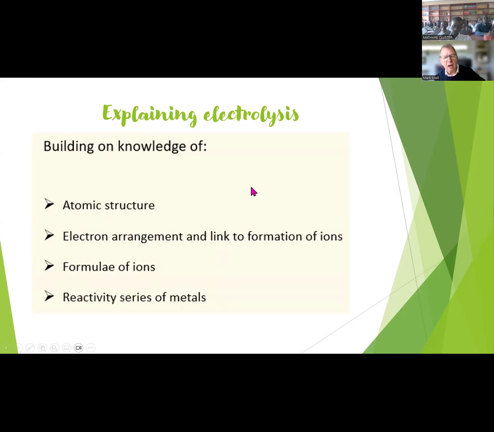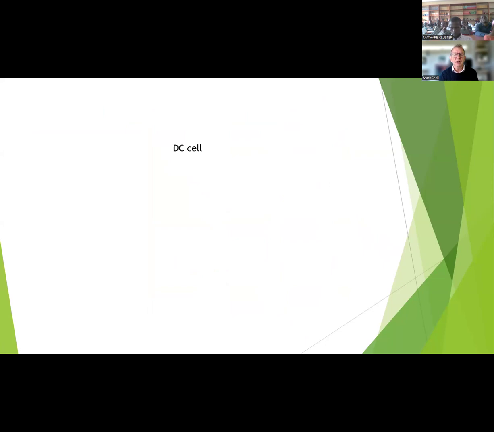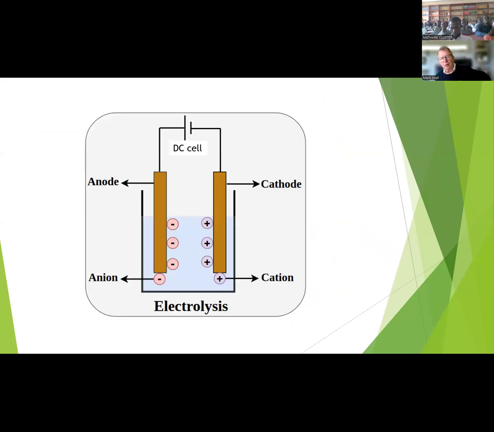In explaining this part, they have to know about atomic structure, about ions, they have to learn the formulae of some ions, and they have to know the reactivity series of metals. This is the one from the KCSE, but just get one. I always print it out, stick it on the wall, or write it out myself and stick it on the wall. So here is the simple system for electrolysis.